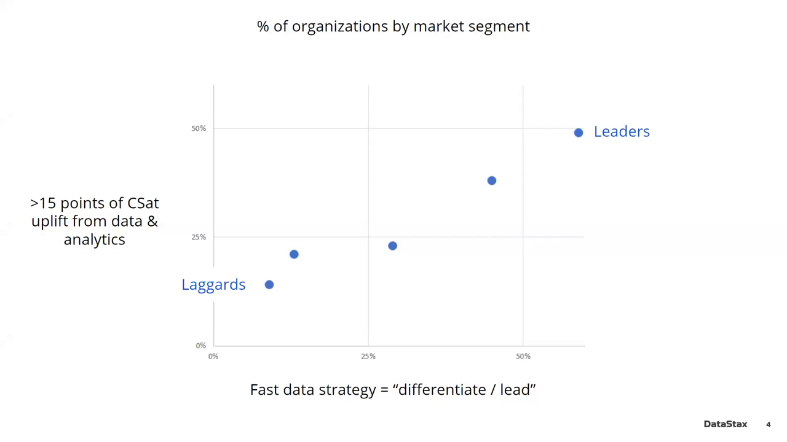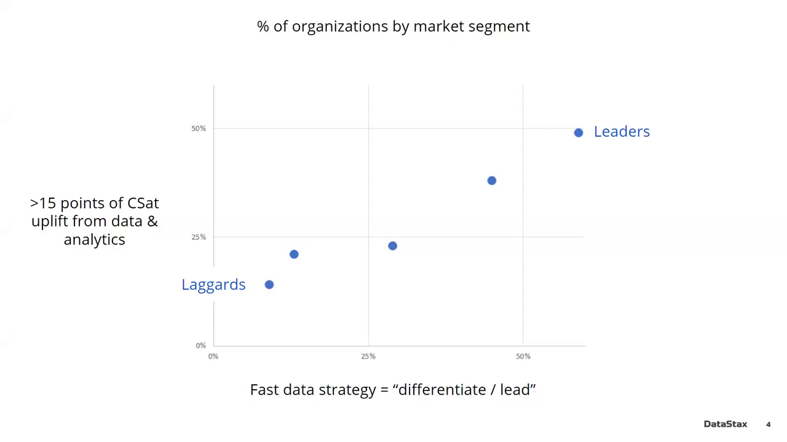And when you map out the behaviors and the outcomes, you see something pretty clear. The leaders are much more likely than the other segments to describe their fast data strategy as differentiate and lead. And they're also pulling ahead at driving customer satisfaction up by double digits using data and analytics. This should all seem pretty intuitive, because at the current moment, I think we can think about delightful fast data experiences going beyond Netflix and Spotify into great curbside pickup, into bang on delivery time prediction, and so on, particularly over the last year or so.